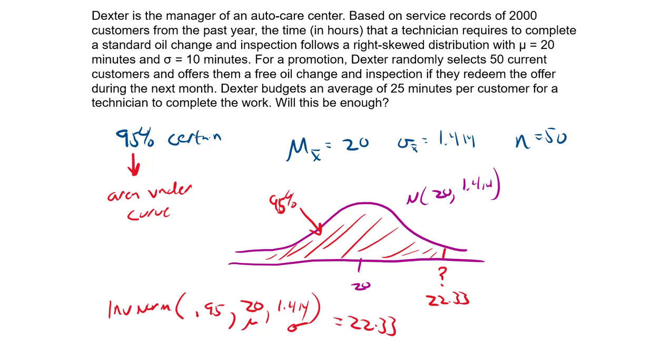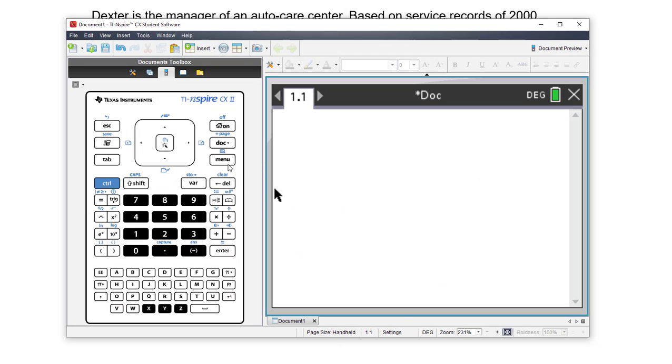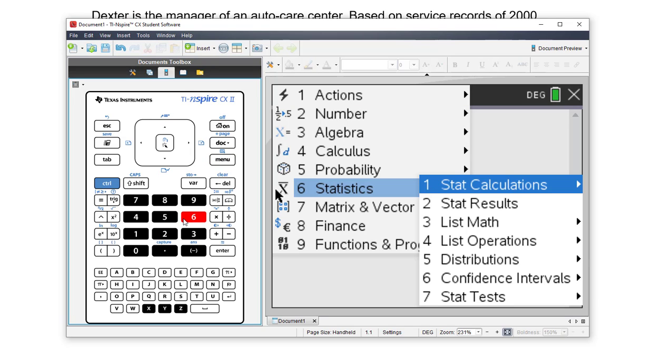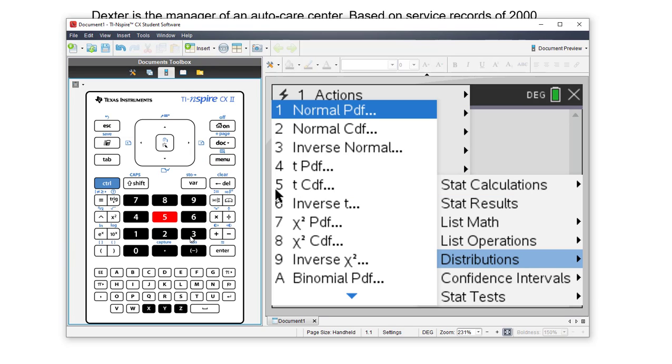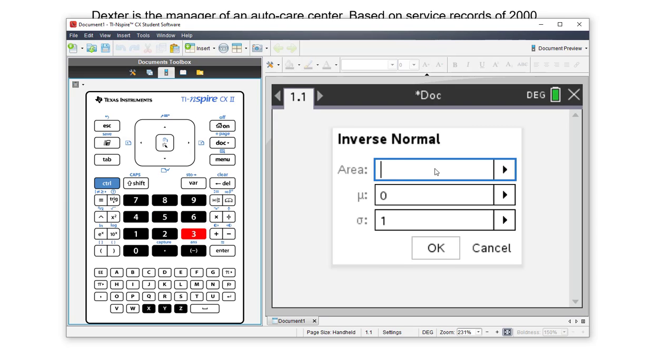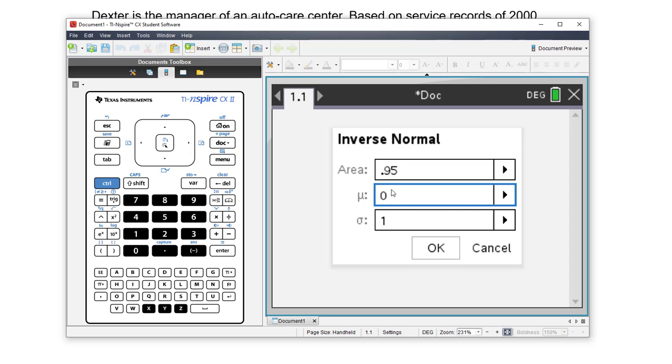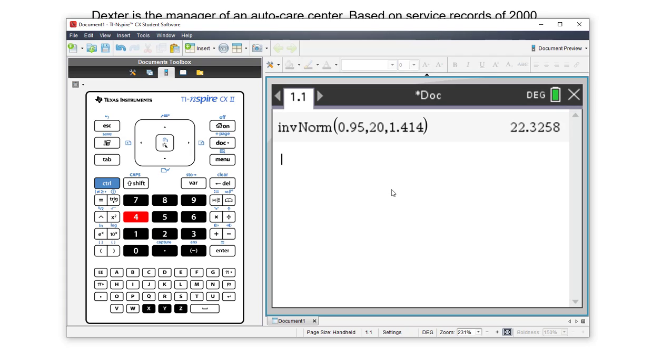If you have a TI-Nspire, you can do that there as well. You go to menu, 6 for statistics, 5 for distributions, and 3 for inverse normal. For area, you put in the decimal, 0.95 for the problem we were looking at. Our mean was 20, and our standard deviation is 1.414. Hit OK, and you should get 22.33, just like we got with the Desmos calculator. So again, for inverse norm, you put in your percentage, the mean, and the standard deviation.